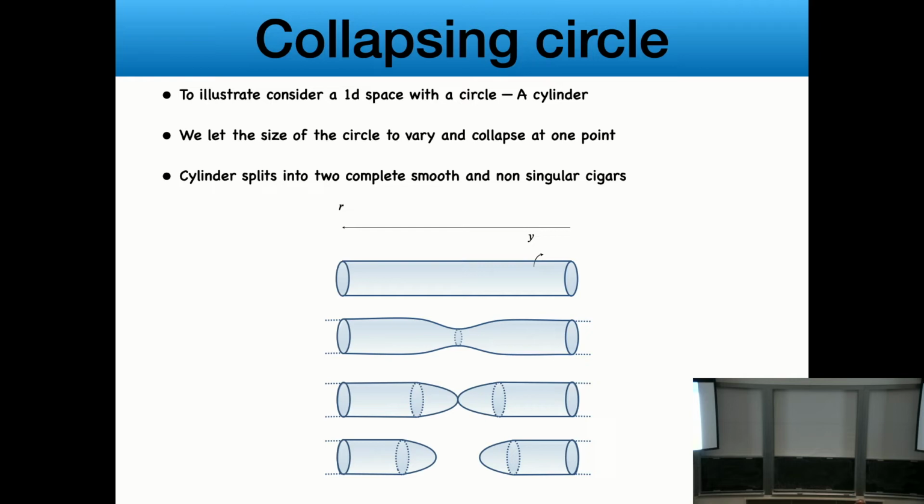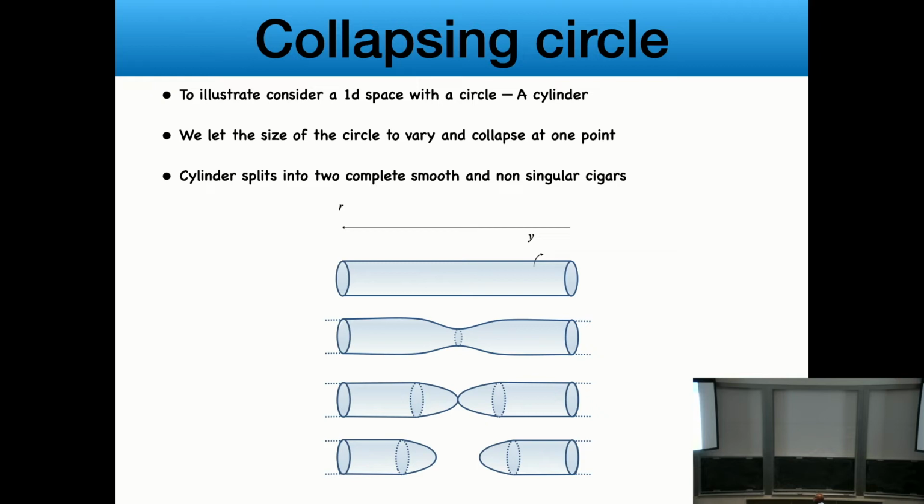What happens when I collapse compact dimensions in space? Something very funny happens. Let's consider just a one-dimensional line, so just a one-dimensional world. And then we add to this one-dimensional world an extra dimension, which is a circle. So that will give you a cylinder. So the size of this circle changes along my r direction, and in some region, it can collapse to zero.